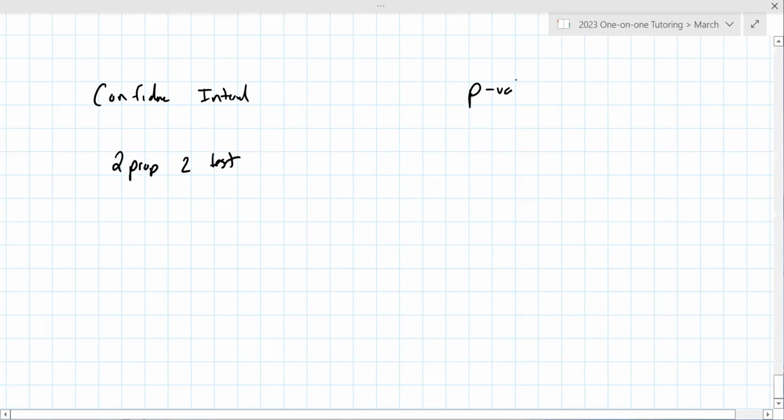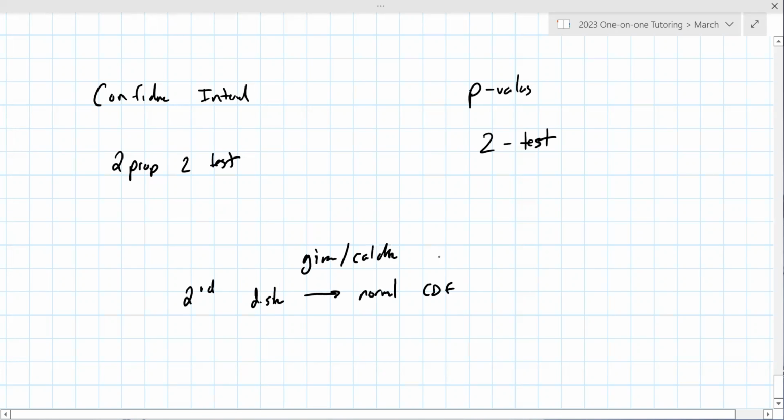To find the p values, we were almost exclusively using the z-test. Okay, but occasionally you had to use the second distribution, normal CDF. And that's where you were given or you calculated a z value. And that's when you use the normal CDF, the upper or the lower, things like that. Okay.